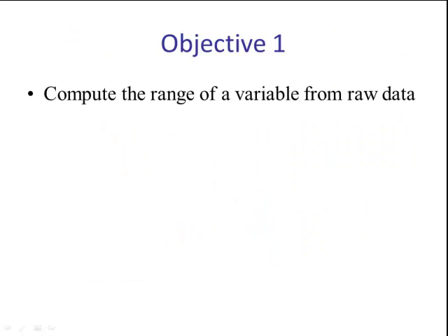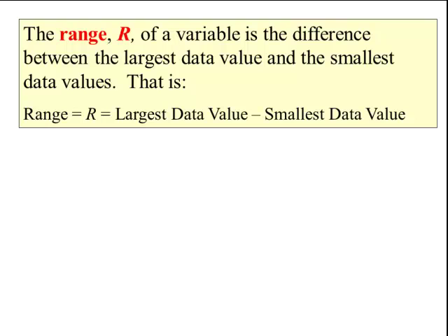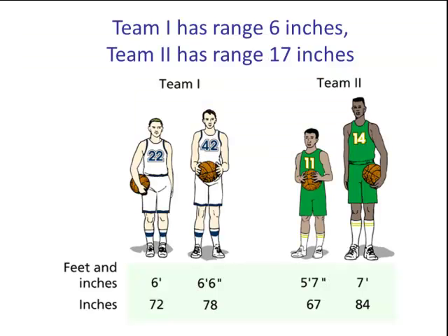Lesson objective number 1, computing the range. The range, which is denoted by a capital R, is the difference between the largest and the smallest. That's the strength of the range. It's very easy to compute. The weakness of the range, however, is only looking at two values. It only looks at the largest and the smallest, and none of the values in between have an effect on the range. For this example, Team 1, the range is 6 inches. For Team 2, it's larger, it's 17.